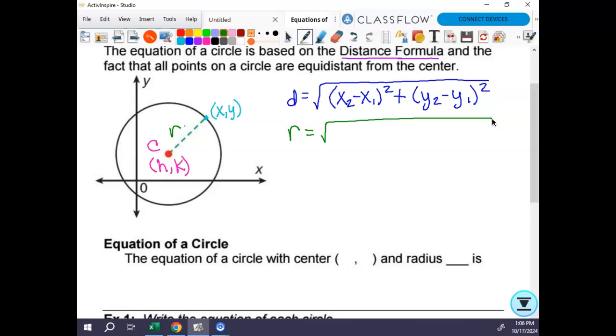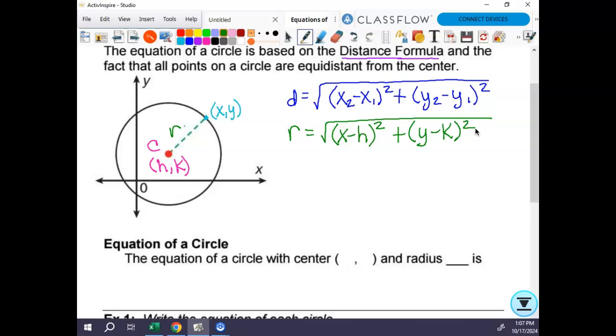So if I subtract my X's, inside of here I can do X minus H, right, because those are my two X values, squared plus Y minus K squared. You see how I just substituted that stuff in? Now, you're not going to have to necessarily recreate exactly what I'm doing here. I'm just showing you where it's coming from because for some people that kind of helps you connect it in your brain.